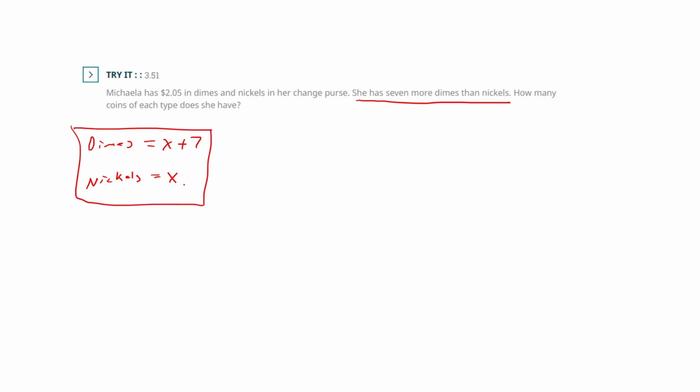Okay, now I'm ready to go here. Now I've got a total of $2.05 in all of my money, but I need the total value. So I'm writing nickels and dimes, and notice again I'm putting this in parentheses. That's all a number. I can't just do x plus 7. It's got to be in parentheses.